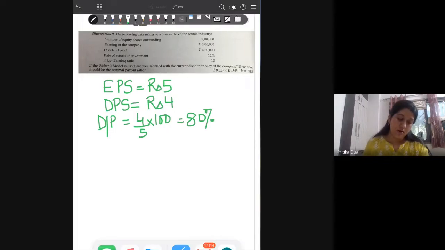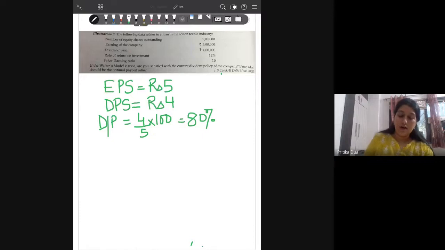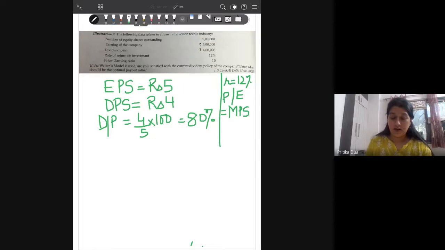Then you are given that R is equal to 12% and the PE ratio is 10 times. Now PE ratio is calculated as MPS upon EPS. It is always in number of times. So how many times is the market price of the share as compared to the earning per share? That is what the PE ratio is telling you.